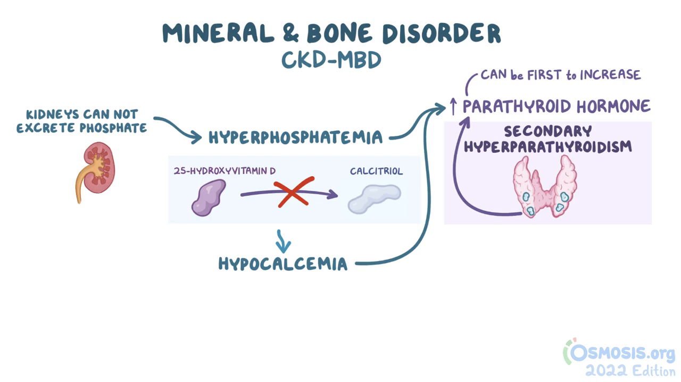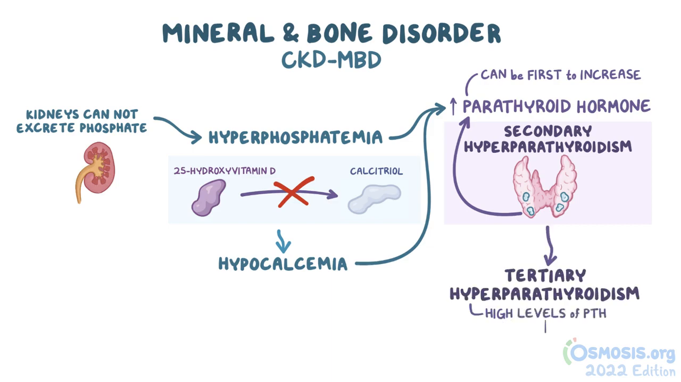Now, after a long period of time with secondary hyperparathyroidism, the large hypertrophied parathyroids start secreting even more PTH, regardless of triggers like hyperphosphatemia, hypocalcemia, or vitamin D deficiency. This is called tertiary hyperparathyroidism. In this case, really high levels of PTH can lead to hypercalcemia.